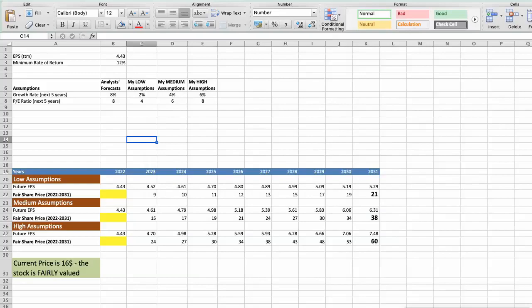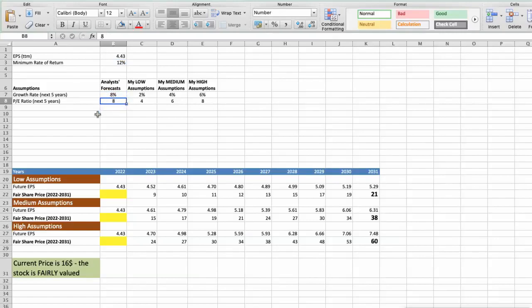Second model. Valuation based on earnings per share. This spreadsheet contains another financial data that we will use for the stock valuation. The current earnings per share for the company is 4.43. Minimum rate of return, I will use 12%, because when we invest in individual stocks, we are looking for a higher return than the S&P 500. For Ford Motor, analysts forecast growth rate around 8% per year in next 5 years, and future P/E around 8.